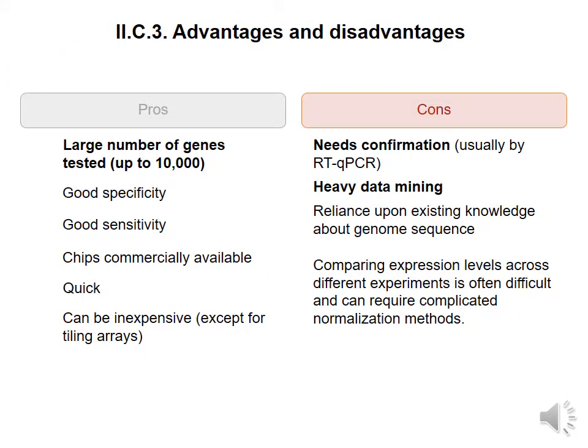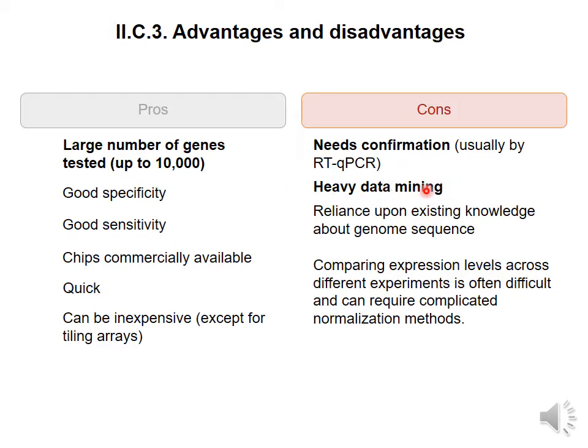Some of the disadvantages of using microarrays is that you always need confirmation by using an alternative technique. Most of the hits, or some of the hits, that you find using microarrays will need to be validated by using RT-qPCR, since the use of large microarrays can give you false positives or false negatives.